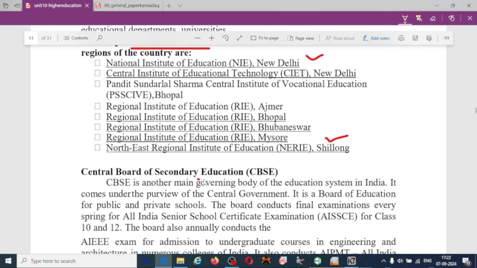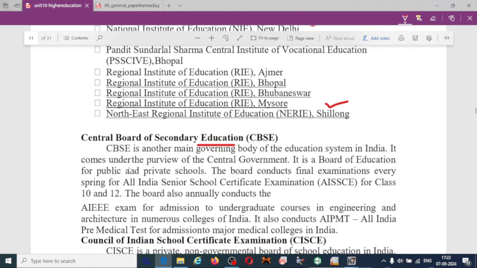Central Board of Secondary Education. CBSE is another main governing body of education system in India. It comes under the purview of central government. It is a board of education for public and private schools. The board conducts final examination every spring for All India Senior School Certificate for class 10 to 12.